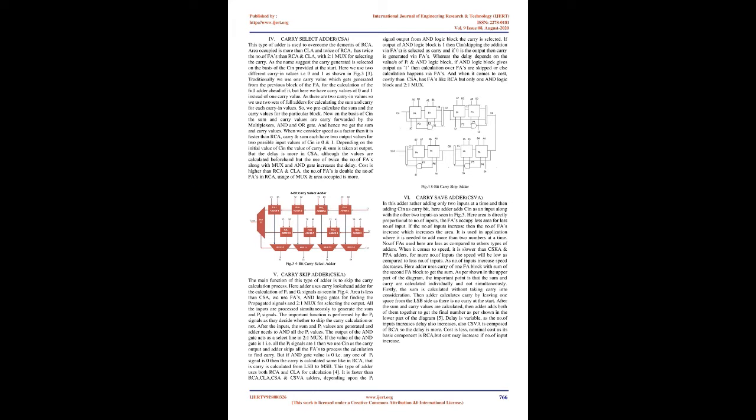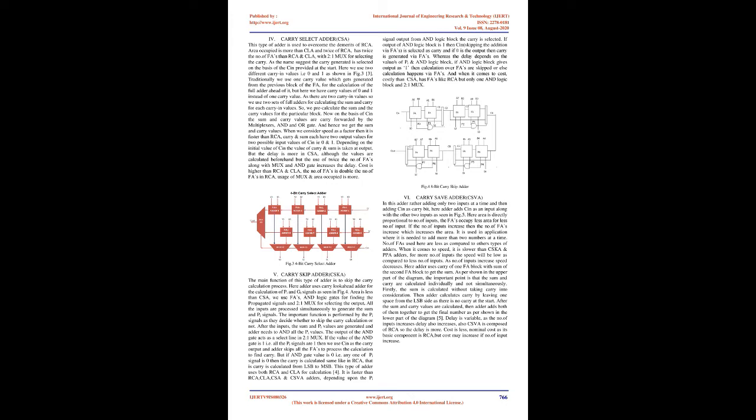As the name suggests, the carry generated is selected on the basis of the CIN provided at the start. Here we use two different carry-in values, i.e. 0 and 1, as shown in Fig. 33. Traditionally we use one carry value, which gets generated from the previous block of the FA, for the calculation of the full adder ahead of it, but here we have carry values of 0 and 1 instead of one carry value. As there are two carry-in values, we use two sets of full adders for calculating the sum and carry for each carry-in value.